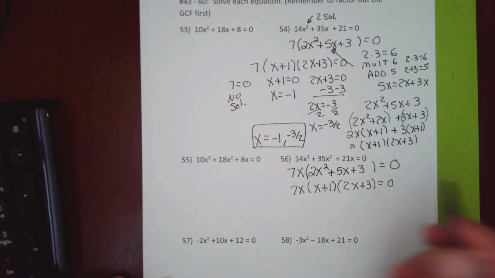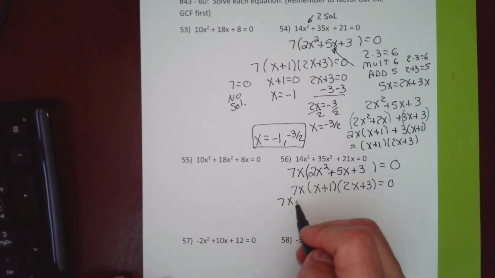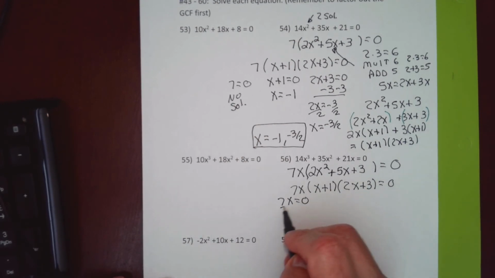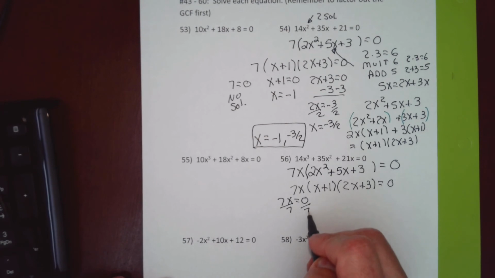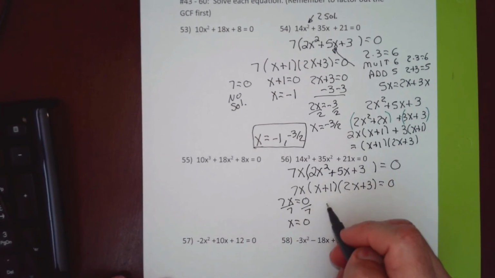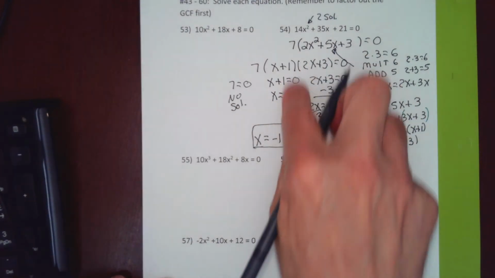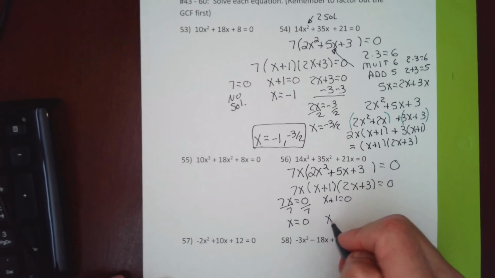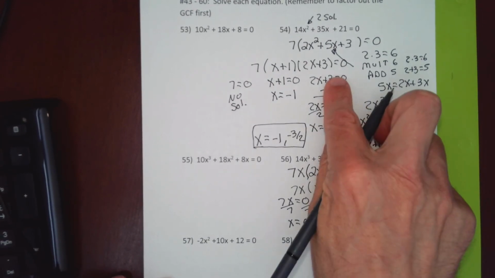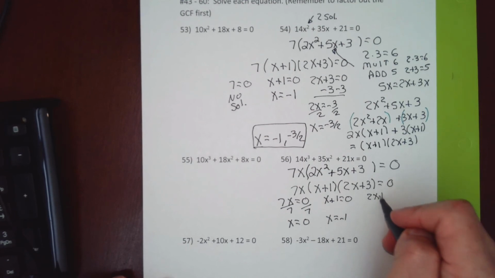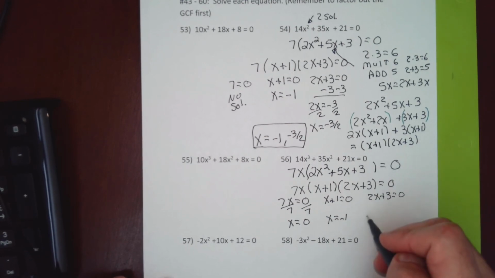And now I'm going to get my 3 answers. The first factor is a common factor with an x. It gives a solution of 0. To get that solution, the proper algebra is to divide both sides by 7. The factor of x plus 1 I have right above. That gives a solution of x equal to negative 1. And the factor of 2x plus 3 I have right above. That gives the solution of x equal negative 3/2.